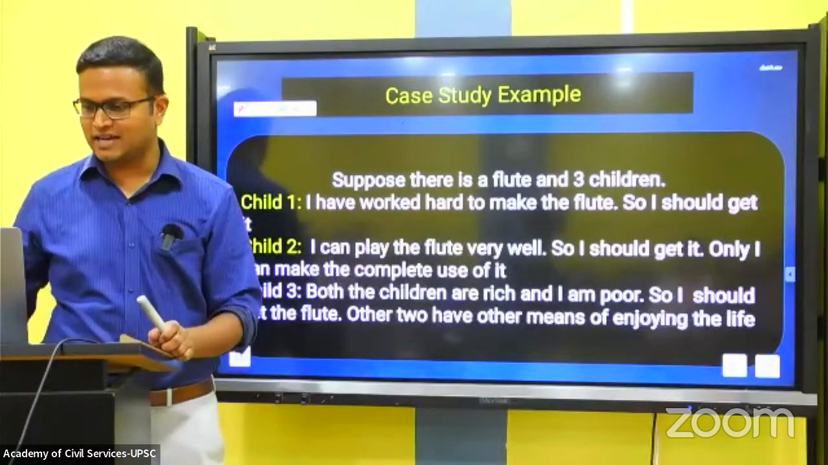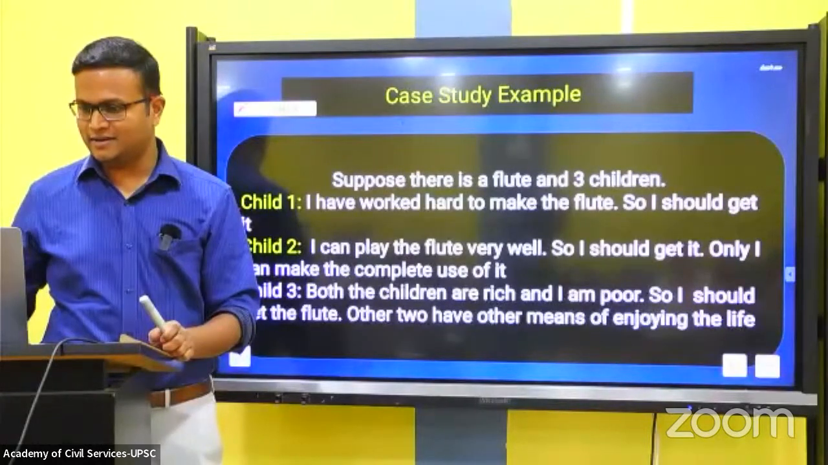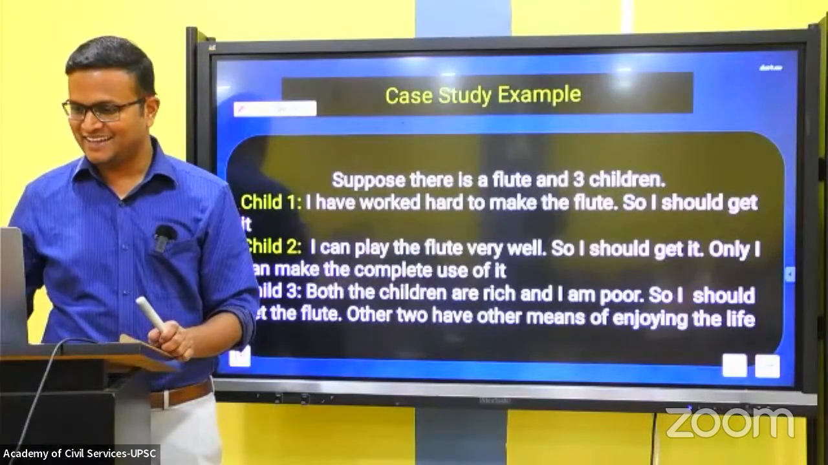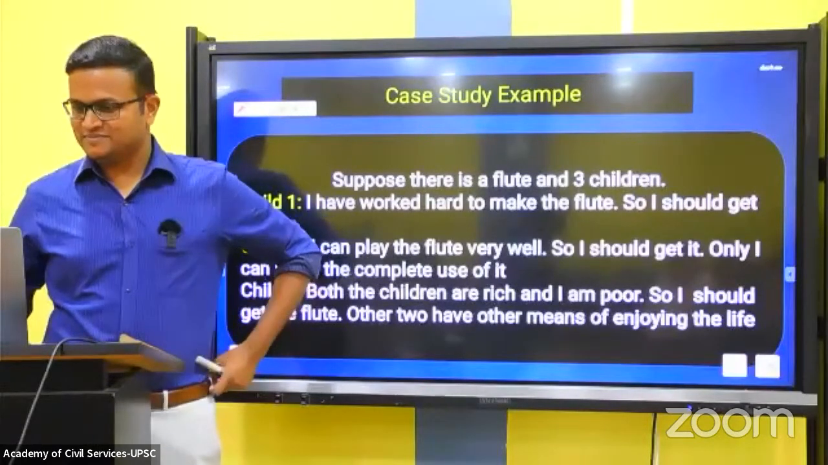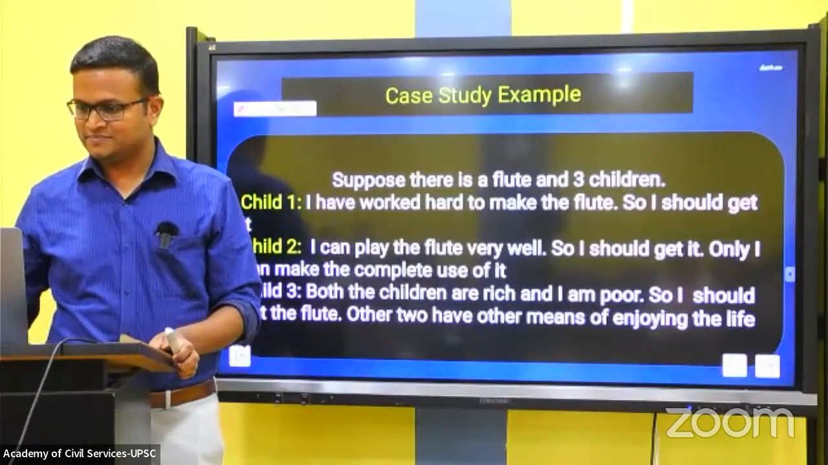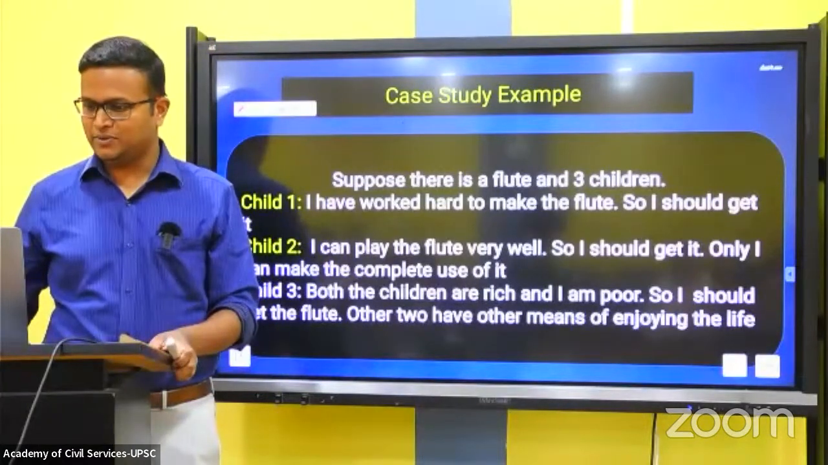Manoj Kumar Das and others, anyway, multiple people are giving it to multiple students. Nobody is giving it to the poor person. What happened? The child who can play.